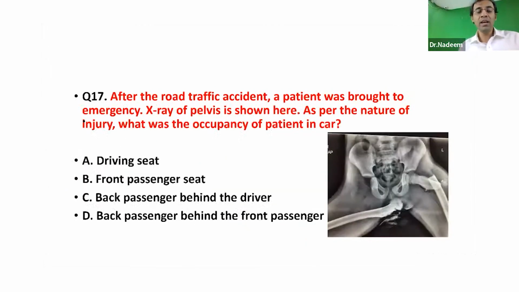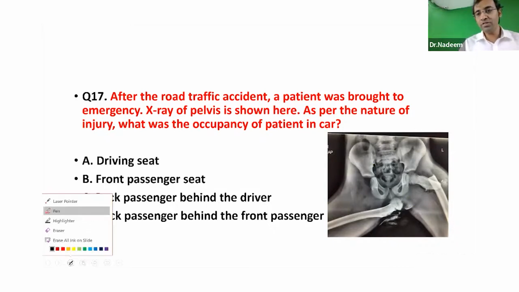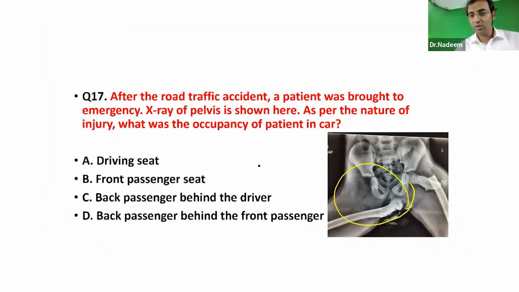Next. After a road traffic accident, a patient was brought to the emergency. X-ray of the pelvis is shown here. As per the nature of injury, where the patient was sitting in the car, you can see there is actually posterior hip dislocation. You can see fracture of the femur also, right? Fine. So basically, this is a case of what? Very good. So please understand here.